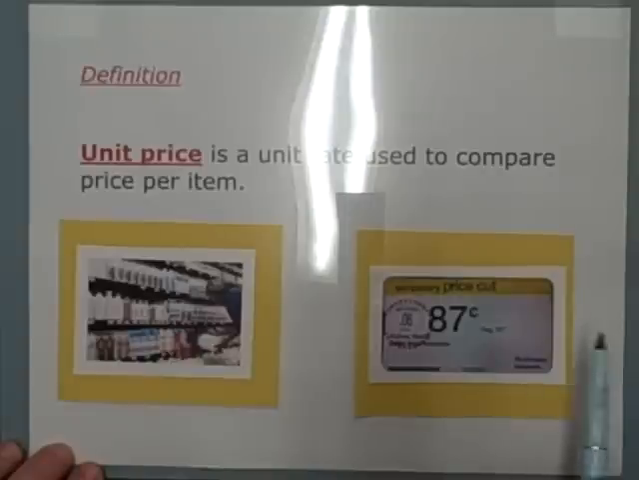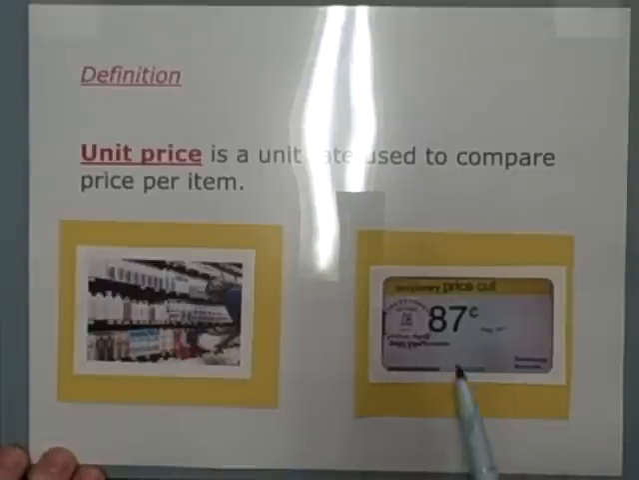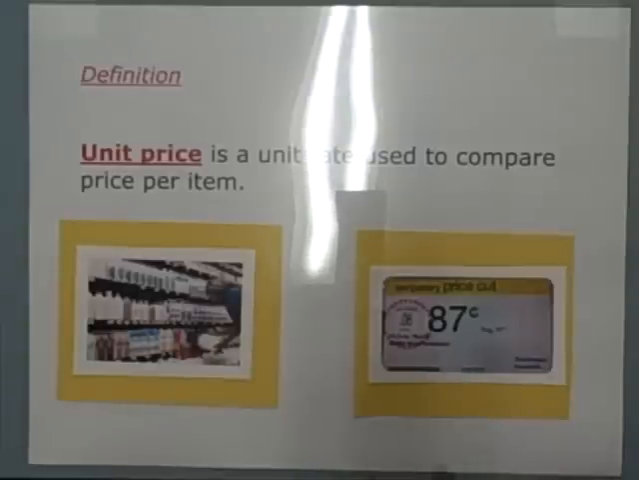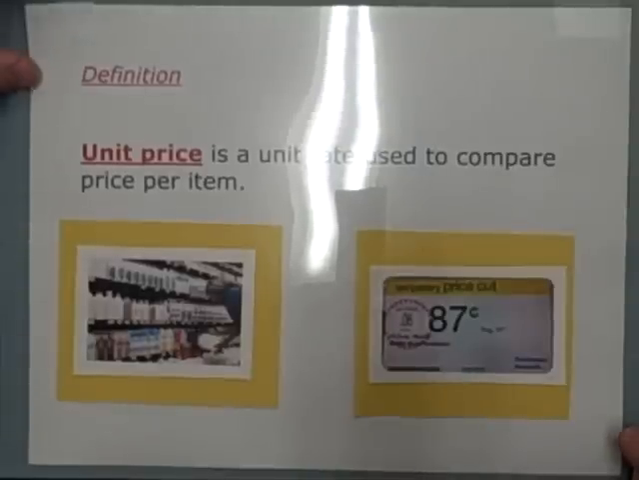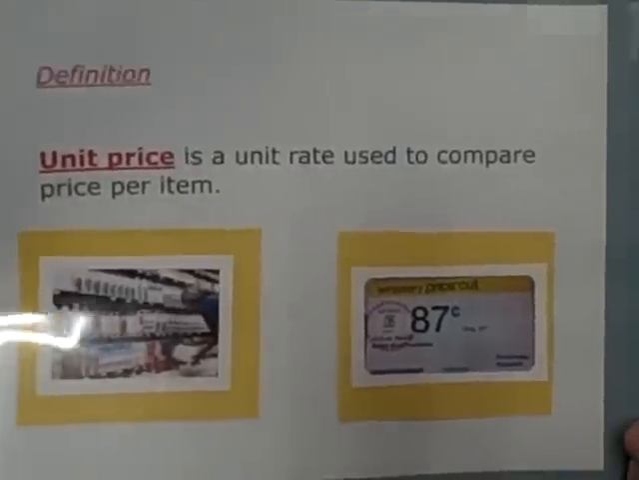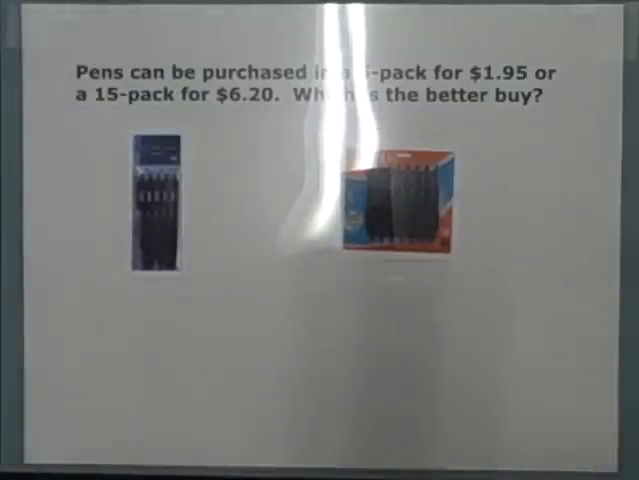Here is a price on 14.5 ounce of diced tomatoes for 87 cents. Well, what they've done is they've told you that it's actually 6 cents per ounce to buy this item. That way you can compare it per ounce for another item. And let's just take a look at how they've done that. Let's look at an example.